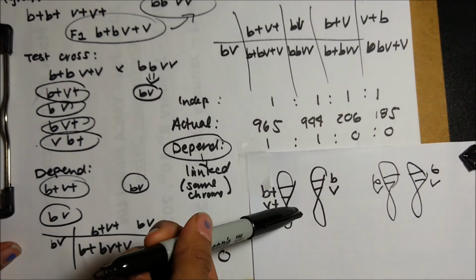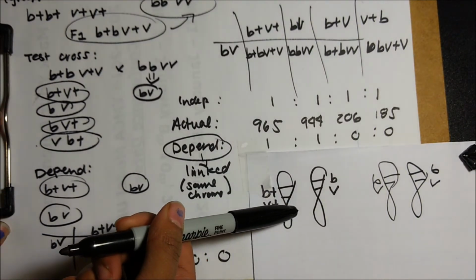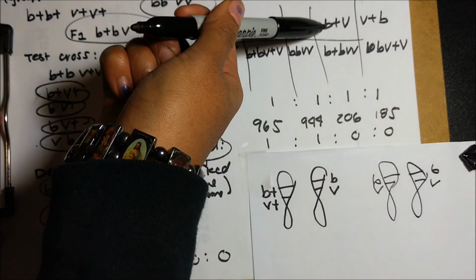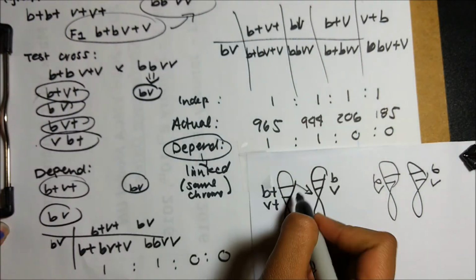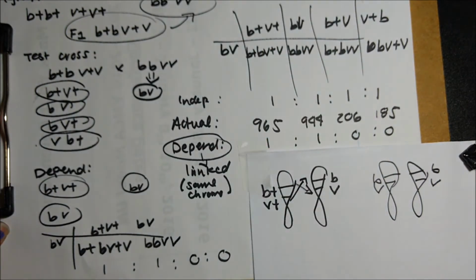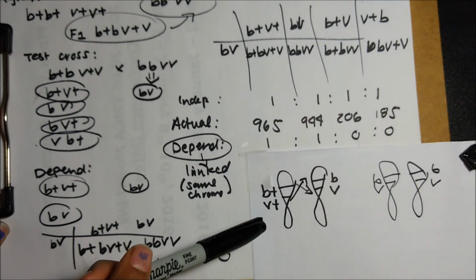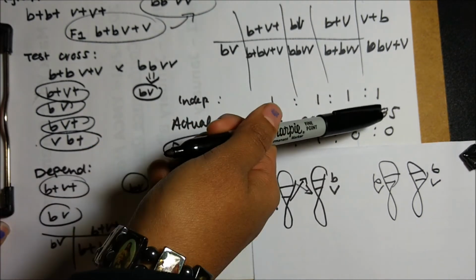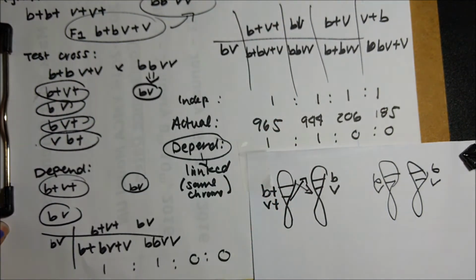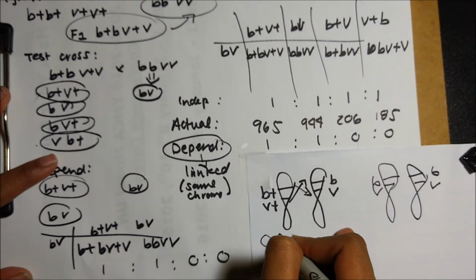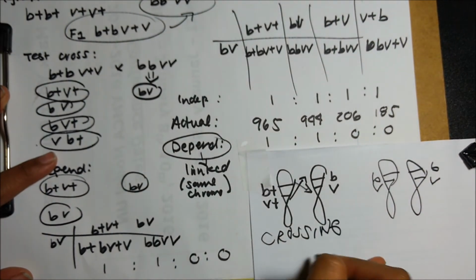So apart from these two gametes that are produced, we somehow had to find a way that B plus ends up with this V, and this V plus ends up with this B. Because although this is more common here, these two are still being produced. So somehow we have to produce these gametes. So can you think of some way that these two alleles end up switching? During meiosis, they can switch during crossing over.